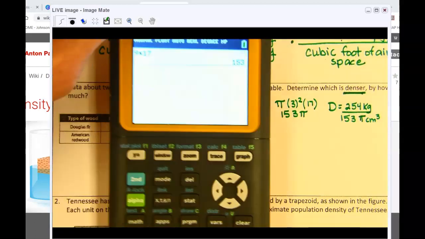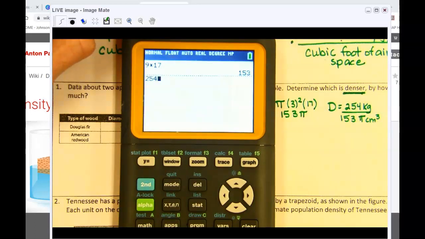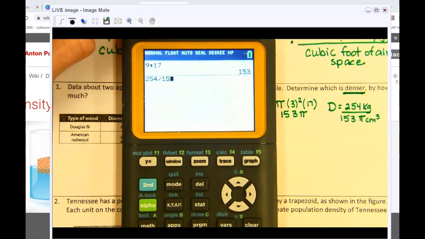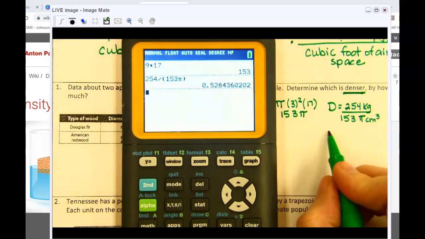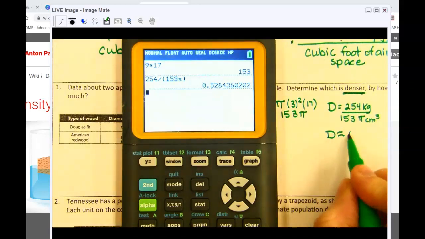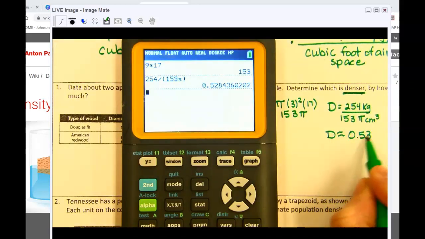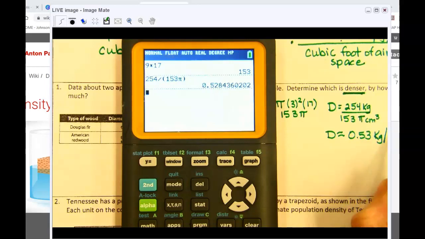So if I now take that 254, divide by 153 pi, remember, put parentheses or use the fraction key, we are going to get approximately 0.53 kilograms per cubic centimeter.